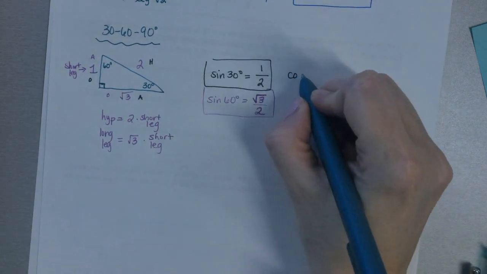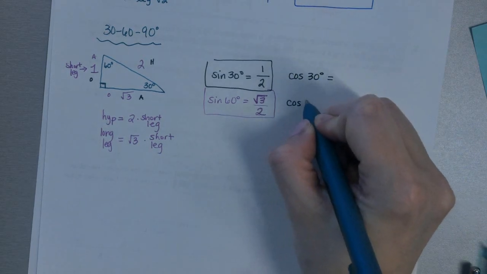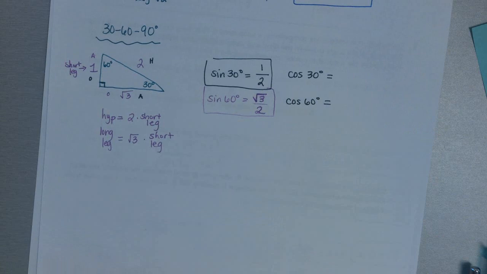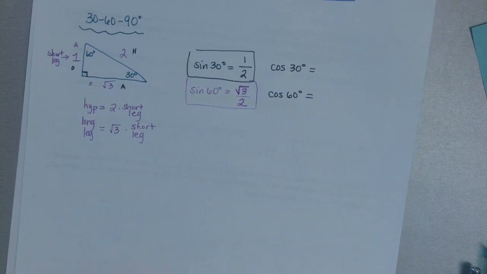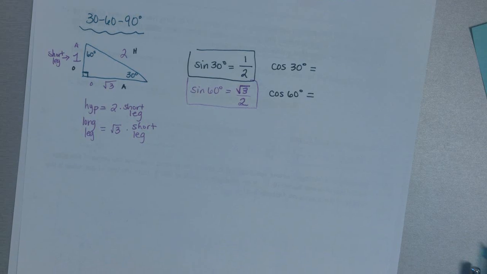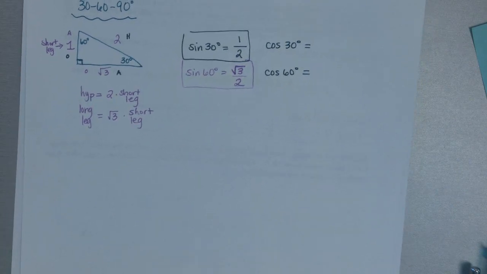All right, so let's find the cosine of 30 and then the cosine of 60. Okay, so go ahead and write it down. So cosine is adjacent over hypotenuse, so do that for both of them. So for 30 and then for 60. Okay, I'll give you a minute to do that, and then you can do the tangent.